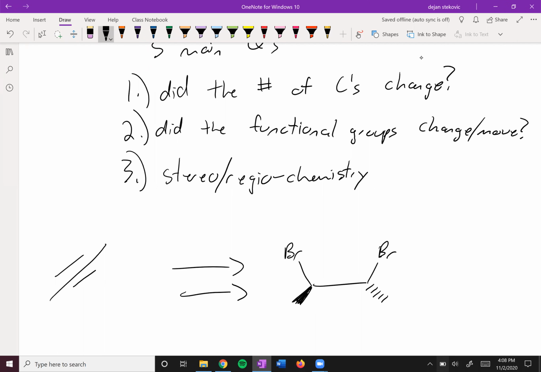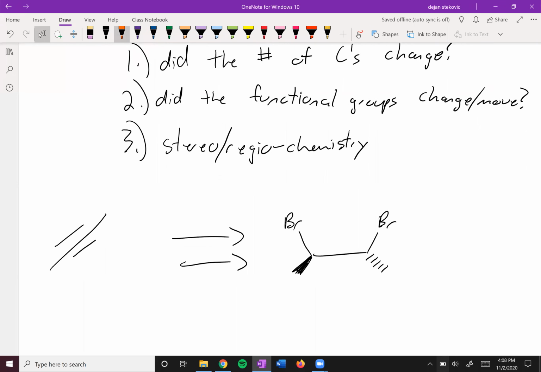Let's continue on with some examples. So in this case, we're going to go from this alkyne to this bromide, right? So the first question we want to ask is, did the number of carbons change? So 1, 2, 3, 4. 1, 2, 3, 4. So the answer here is no, the number of carbons did not change.